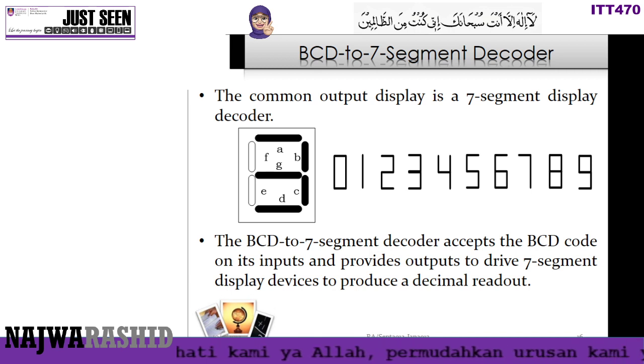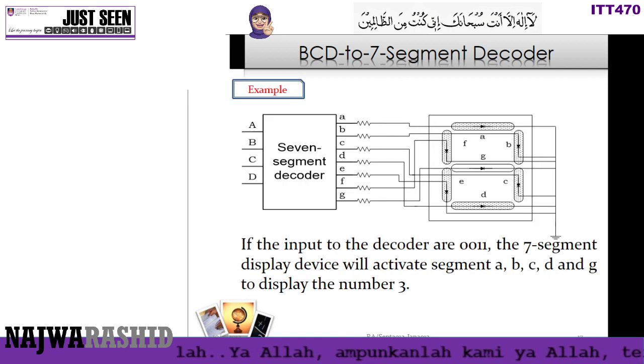The BCD to 7 segment decoder accepts the BCD code on its input, and then it will provide the output to drive the 7 segment display devices in order to produce the decimal readout. So you can read the number that is being displayed, either 1, 2, or 3 until 9, from 0 until 9.